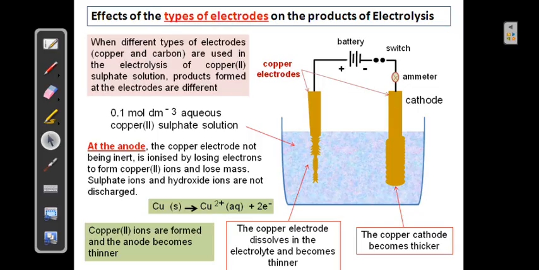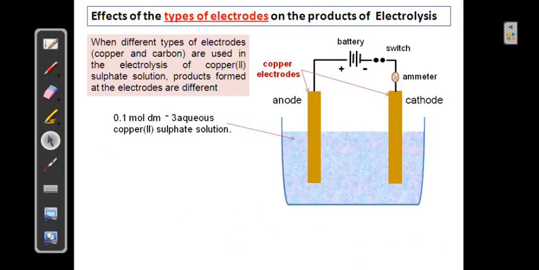So this is what happens when you use non-inert electrodes. They get involved. When they get involved, this is what happens. Right? Now this is useful because in industries they will use this similar way of extracting metals to purify metals. So we'll learn that later.